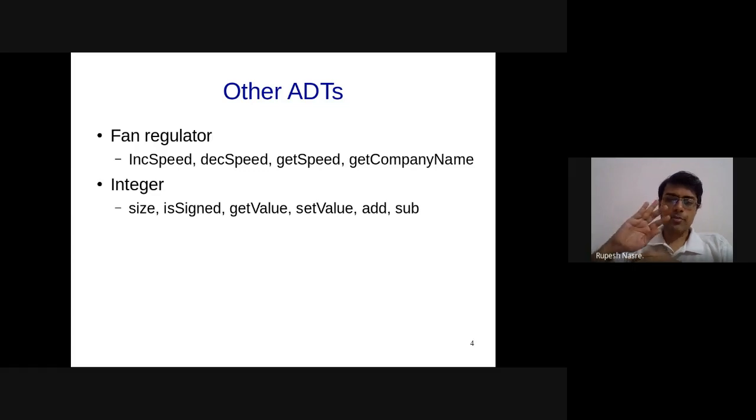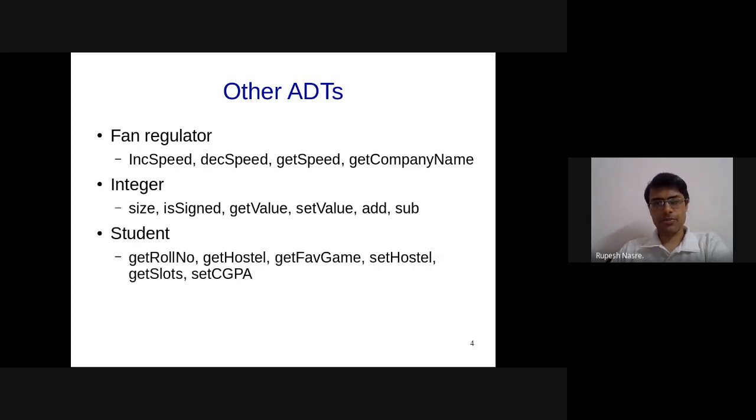So the implementation is somewhere hidden. As soon as I know integer, I just worry about the integer part. So that is the power of an abstract data type. One final example, let's say a student type. I can get the roll number, I can get the hostel name, get the favorite game of that student. I can also set the hostel, get the slots in which that student is busy. I can set the CGPA and all of this. These are all different functionalities. How it is implemented, I don't care. So that is the notion of ADTs.